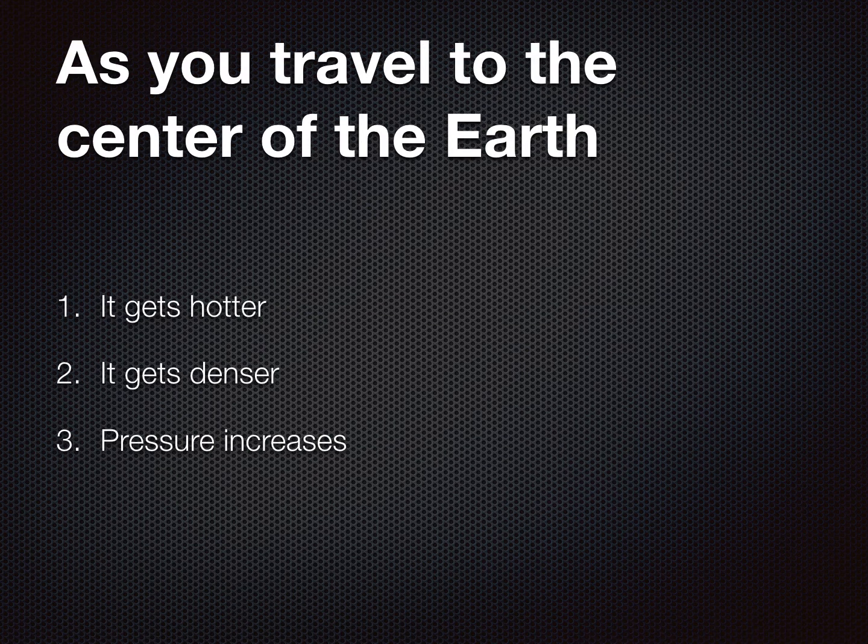And the last thing, as you travel to the center of Earth, three things happen. A, you can't travel to the center of Earth, and we'll talk about how we know about it in class. But the first thing is, one, it gets hotter, obviously. Number two, it gets denser. You can tell that because the crust is the least dense and the inner core is the most dense. And number three, the pressure will increase as you travel down.